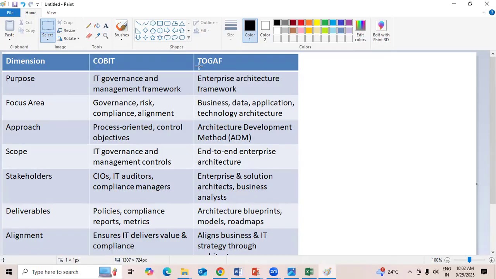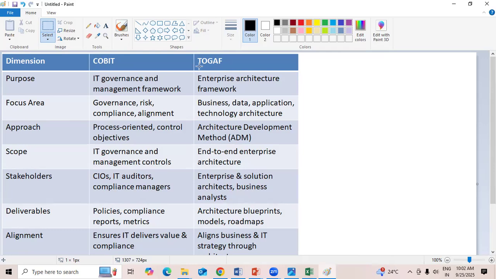So from the COBIT point of view, it's majorly focusing on the governance process, governance structure, and what the compliance standards are. This is the focus generally. When it comes to TOGAF, as I told you, as it is an enterprise architecture framework, the major focus will be on business, data, applications, all this.